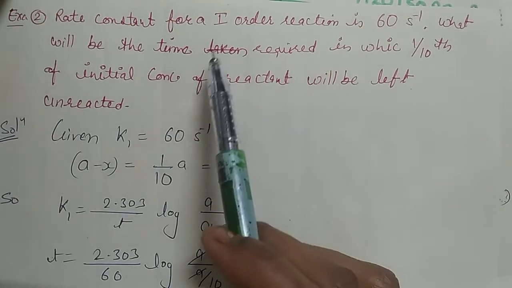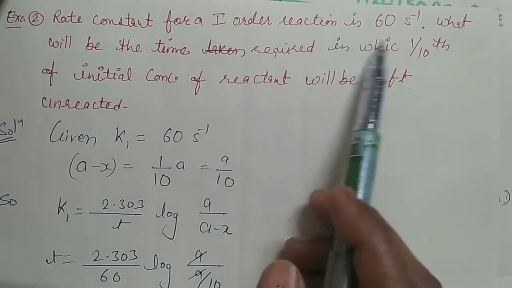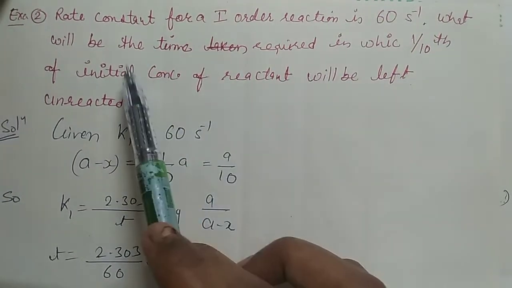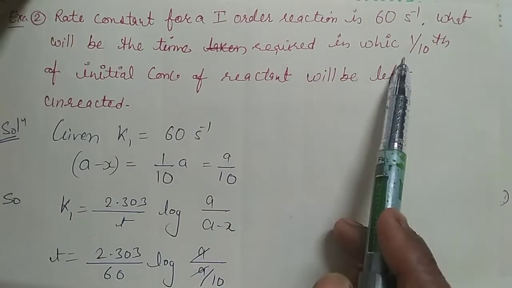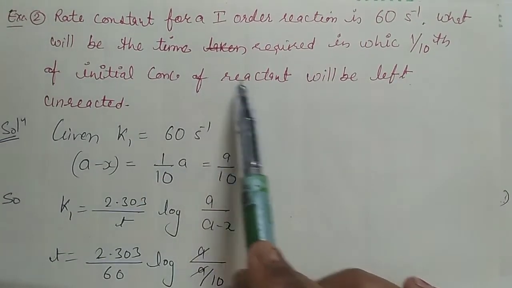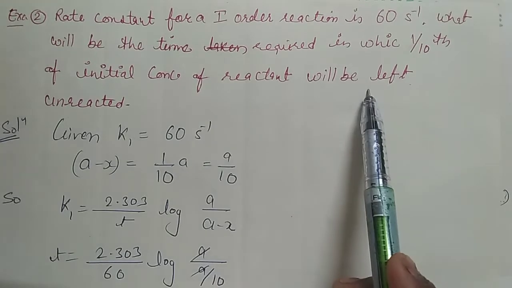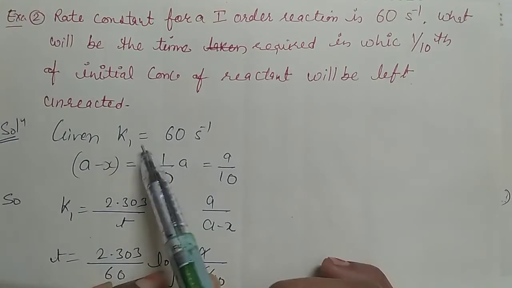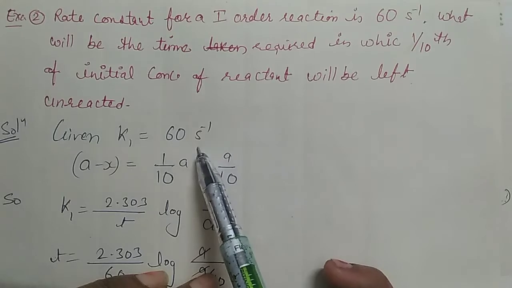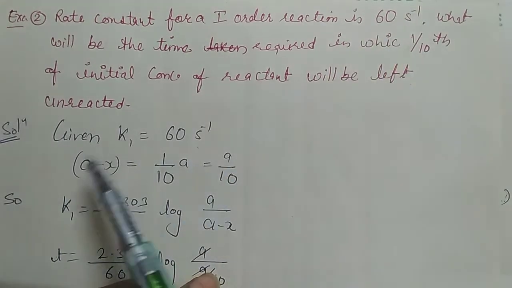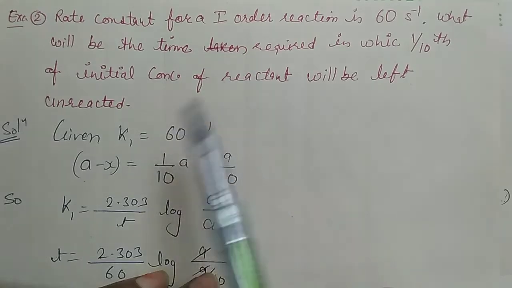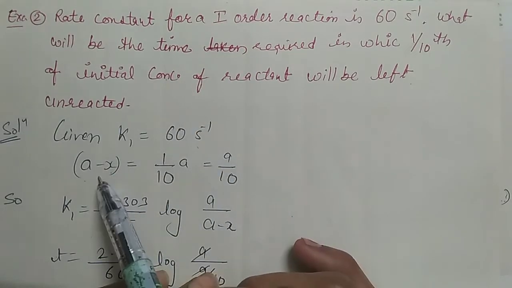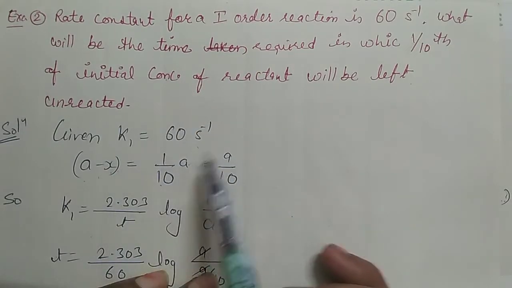Okay, now we see some numerical examples of the first order reactions. The rate constant for a first order reaction is 60 second inverse. What will be the time required in which 1/10 of the initial concentration of reactant will be left? Okay, what is given? Given K1 is equal to 60 second inverse, and A minus X is 1/10 of the initial concentration. If the initial concentration is A, then A minus X will be 1 upon 10A or A by 10.